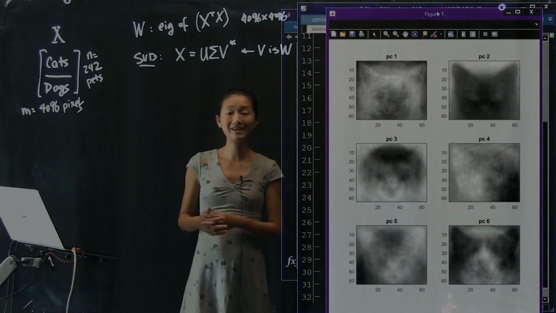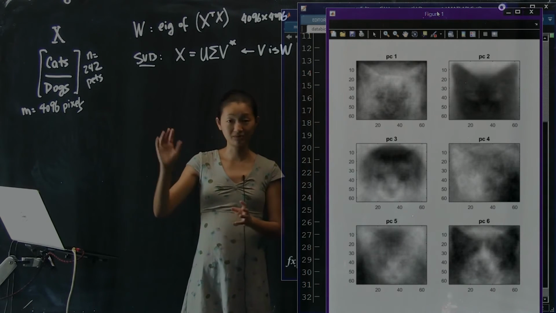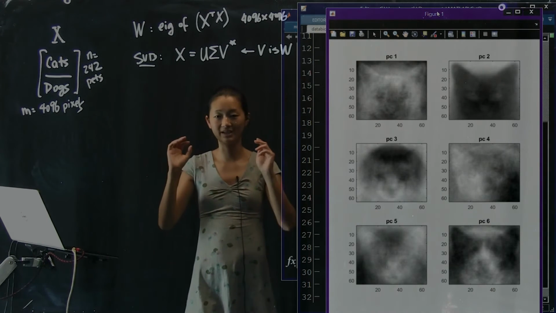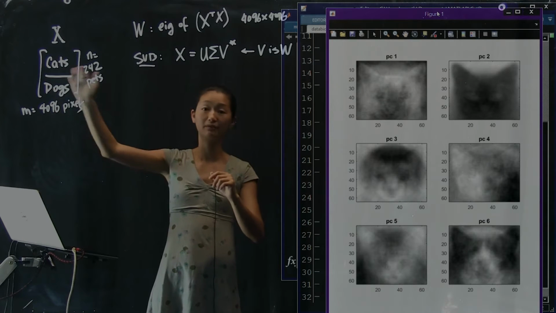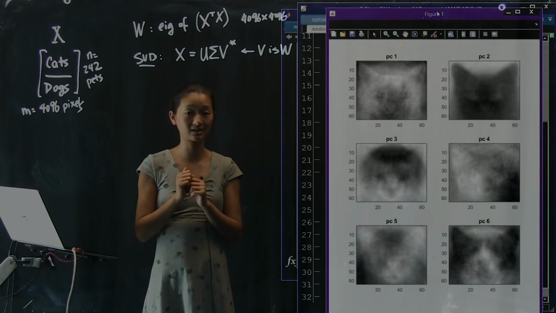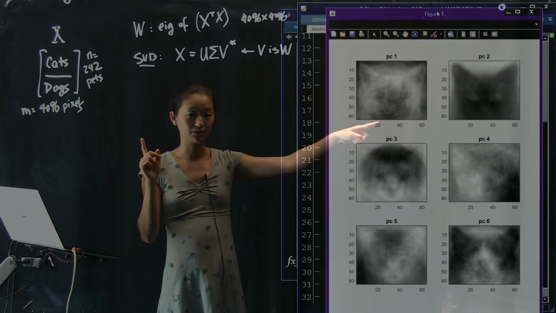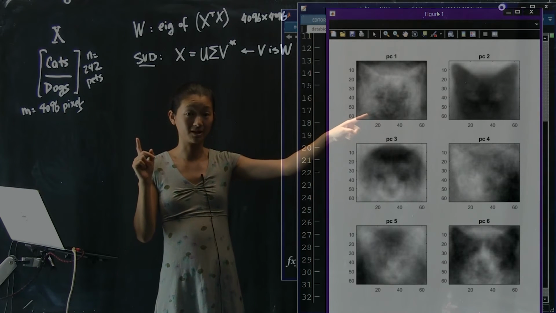Well, one way to think about it, and I can write it down mathematically, but let's just talk about it first, right? One way to think about it is that I'm going to take every single image of my pet. I'm going to take every row of my data matrix X, and I'm going to ask the question, how similar is that image to this image? It's going to give me a number.